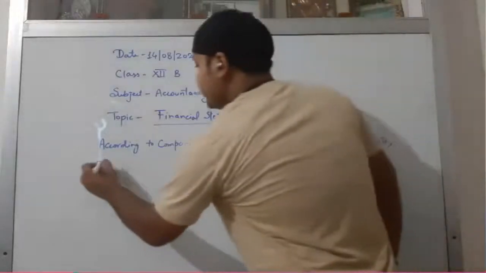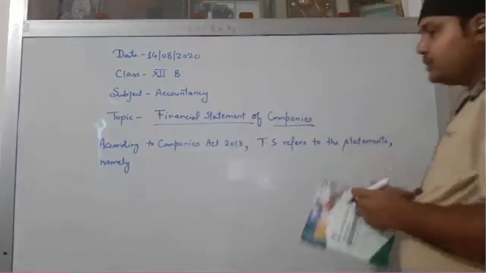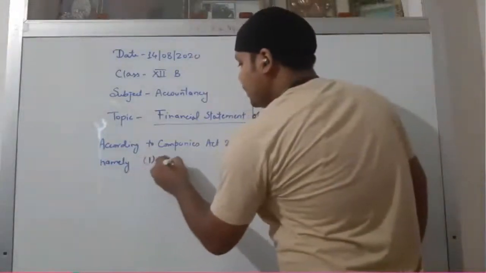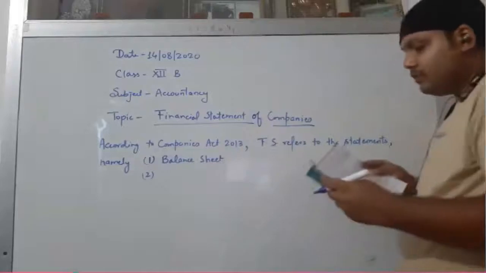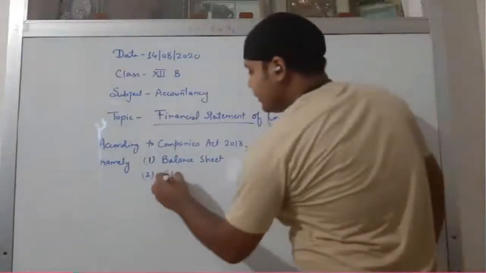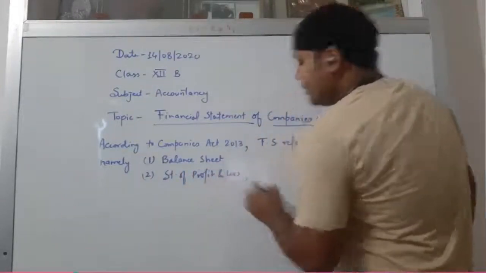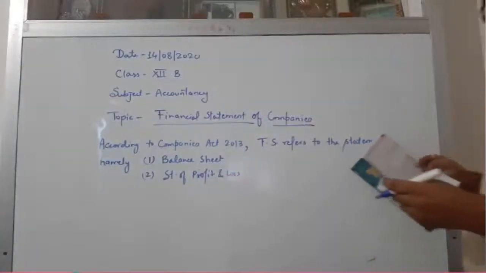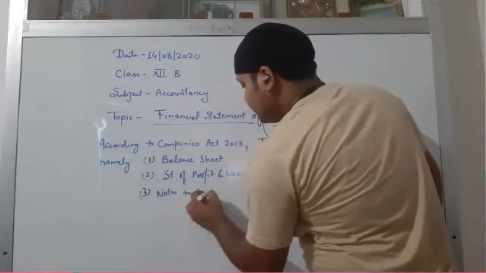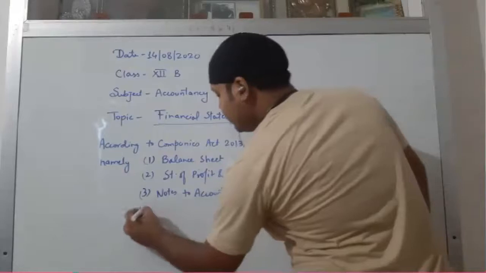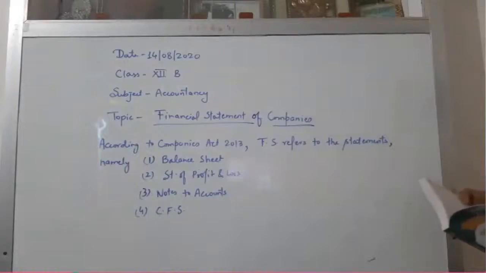उनके नाम क्या क्या है, namely number 1 बैलेंस शीट, number two, statement of profit and loss account. Statement of profit and loss. And number three, notes to accounts. And number four is cash flow statement. Please note down the full name, that is cash flow statement.